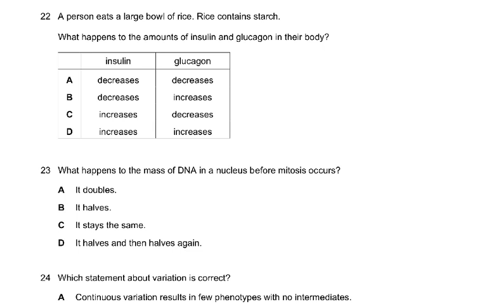A person eats a large bowl of rice. Rice contains starch. What happens to the amount of insulin and glucagon in their body? So what has to happen if you eat starch? Well, it's converted to glucose. Glucose enters your blood, so your blood glucose level rises. And where is it detected? Detected in the pancreas, and that causes the release of insulin. So insulin is going to increase. And what will happen to glucagon? Naturally, glucagon is going to decrease. Why? Glucagon is only released when there are low blood glucose levels. Like for instance, when we are fasting, just before iftari time, that is the time when a lot of glucagon is going to be released.